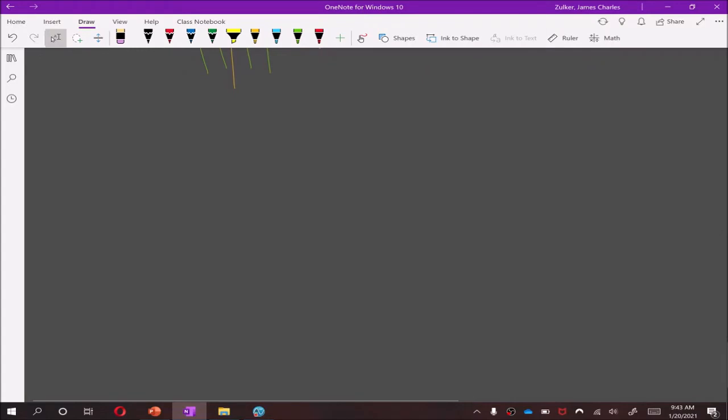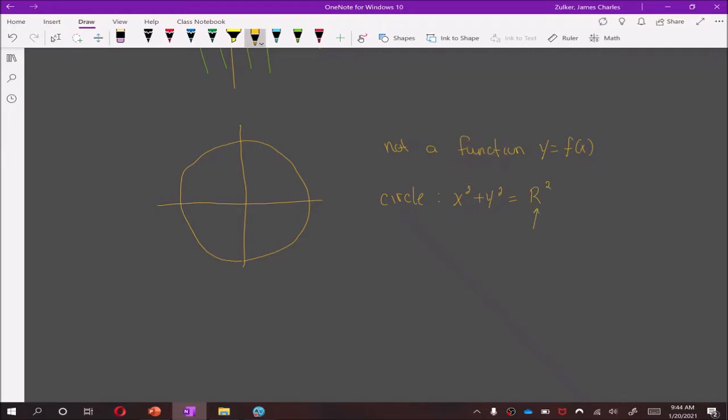If we were to look at something like this, now this is neither a function, x equals f of y, nor y equals f of x. In fact, this, we can say, is the unit circle, or just specifically a circle. So this is a circle. And we know that a circle has the equation x squared plus y squared equals r squared, where r is the radius.